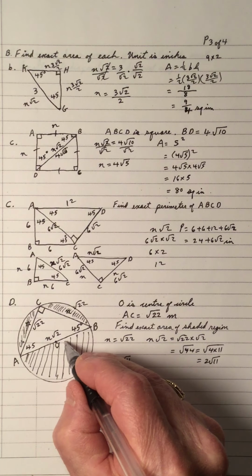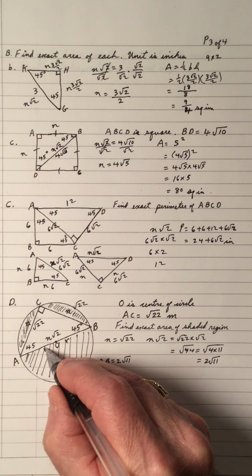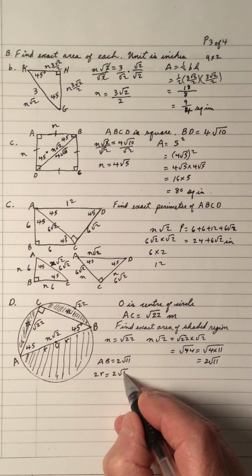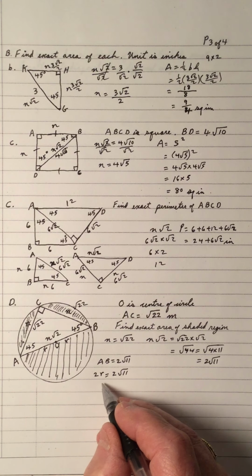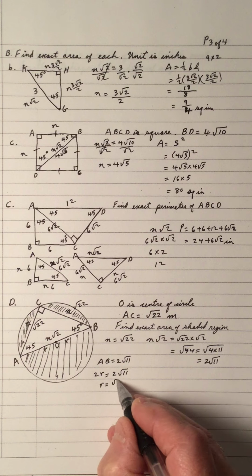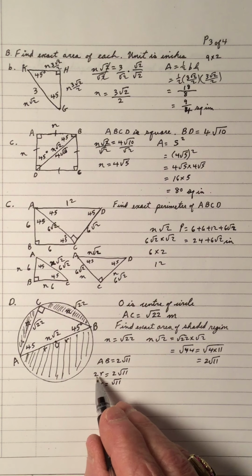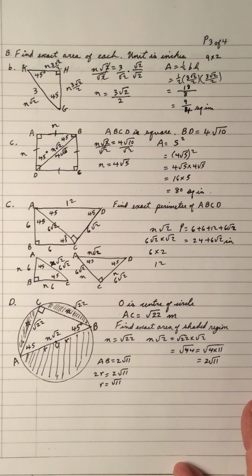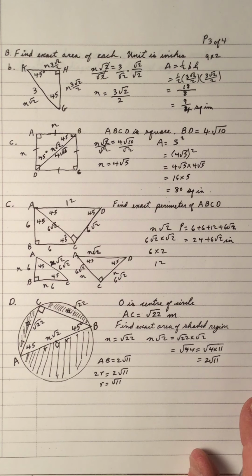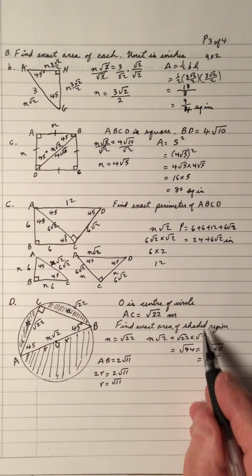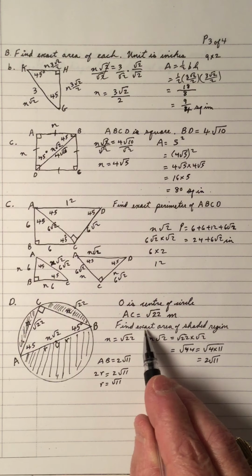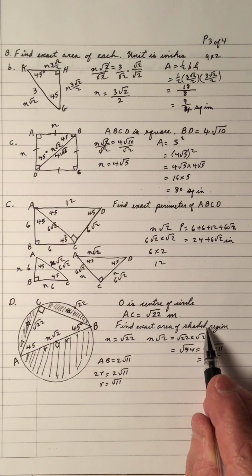But notice AB is made up of a radius and a radius, so that means 2 radii equals 2 root 11. Divide by 2, R is equal to root 11. So, how do I find the exact area of the shaded region? That I didn't read out, but I just assumed that you read it. Find the exact area of the shaded region.